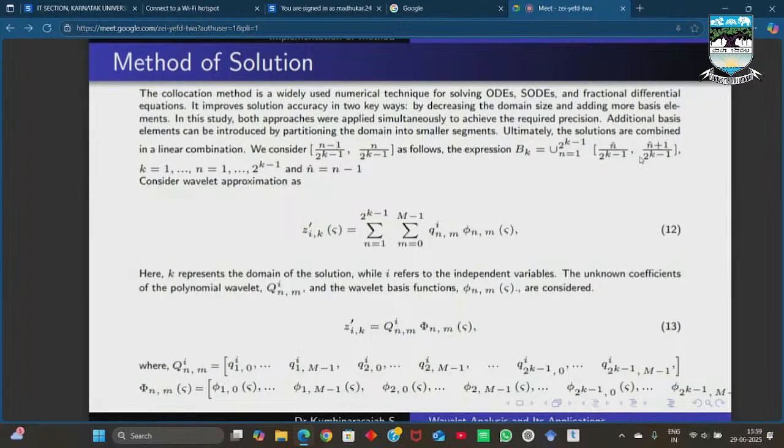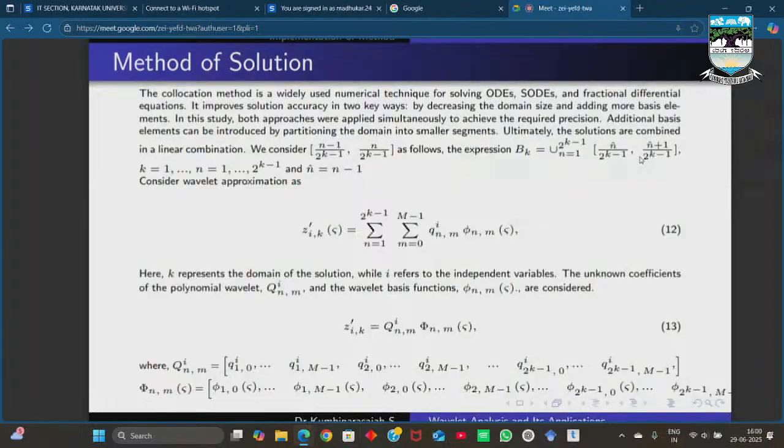One, when you are approximating by any polynomial or wavelet functions, if you increase the collocation points, then accuracy will increase. Or else, if you increase the number of terms taken in the wavelet basis function, then accuracy will also increase. But in the literature, we can see that only one of these two techniques has been utilized. Here I used both techniques. That means I increased the collocation points and the number of terms also increased.